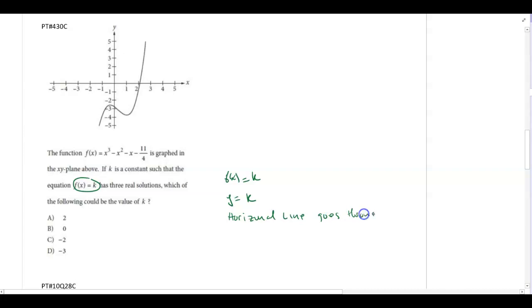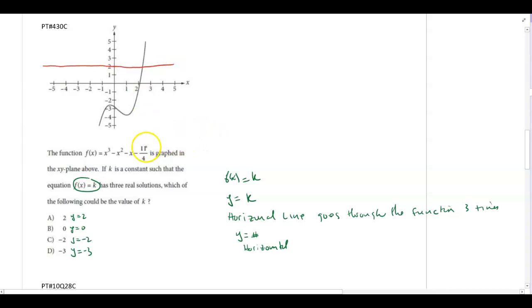goes through the function 3 times. So if I read this as y equals 2, y equals 0, y equals negative 2, and y equals negative 3, remember, when you have y equals a number, that is the graph of a horizontal line. So if I graph y equals 2, that's going to be the horizontal line that goes through 2 on the y-axis. Does that have 3 real solutions? No, there's only one intersection point there.